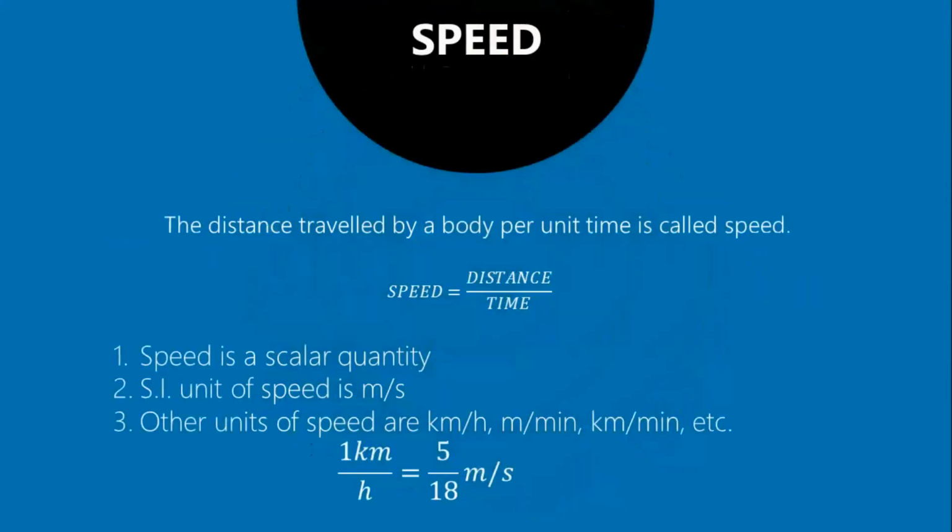Speed. The distance traveled by a body per unit time is called speed. Speed is equals to distance upon time. First, speed is a scalar quantity. Second, SI unit of speed is meter per second. And the third is other units of speed are kilometer per hour, meter per minute, kilometer per minute, etc. And this is a conversion. 1 kilometer per hour is equals to 5 upon 18 meter per second.